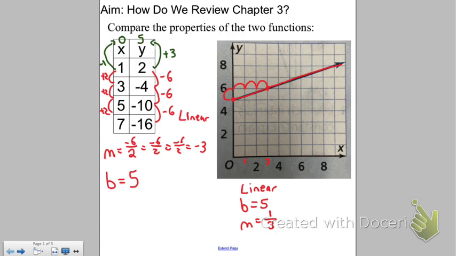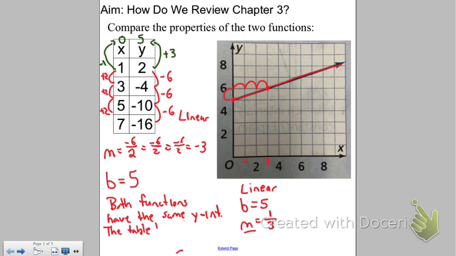So I can state that both functions have the same y-intercept, and the table has a slope of negative 3 and the graph has a slope of 1 over 3. So you will have to write out that sentence for each question when you compare two functions.